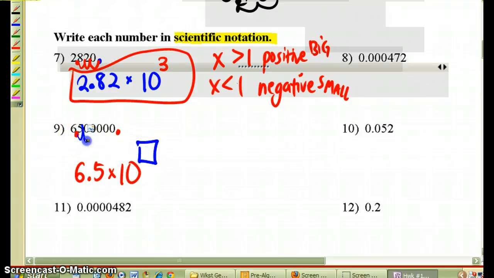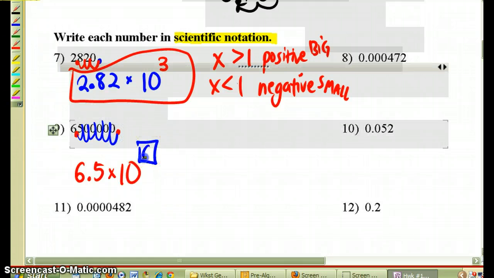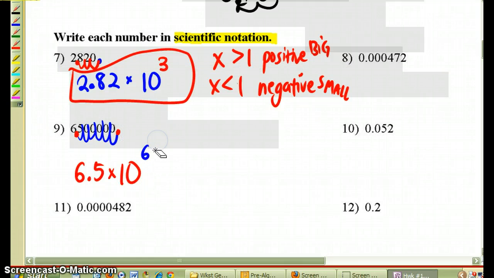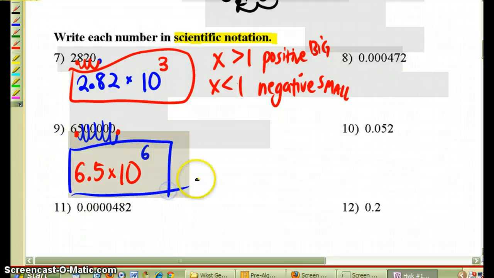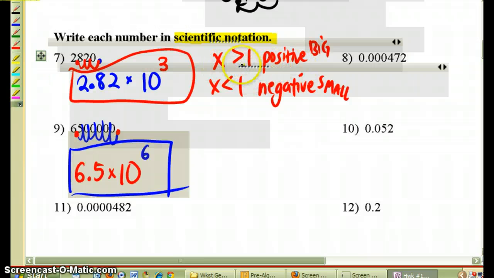So it's 1 space, 2 spaces, 3 spaces, 4 spaces, 5 spaces, 6 spaces. I'm going to do 6. Do I want positive or do I want negative? Well, 6 million is quite a large number, so definitely positive. Large number, big.